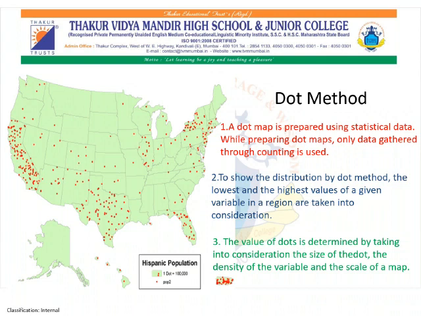For example, population of a region. To show the distribution by dot method, the lowest and the highest value of a given variable in a region are taken into consideration. The value of a dot is determined by taking into consideration the size of the dot, the density of the variable, and the scale of the map. In this figure, we can see the population distribution, and the value per dot, that is, one dot is equal to 1 lakh people, is given in the index.